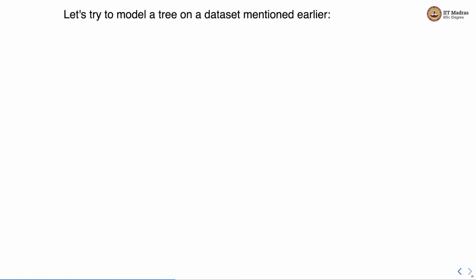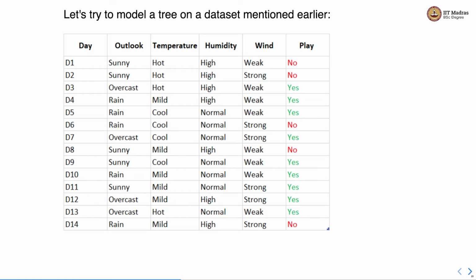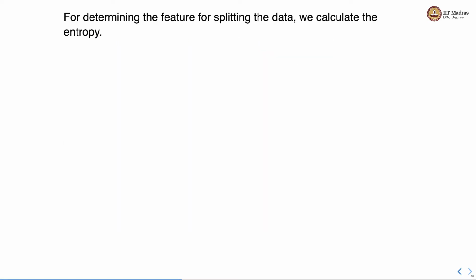Let's try to model a tree on the play tennis dataset, and this was our play tennis dataset with 14 different examples. So the first thing is to determine the feature for splitting the data at the root node. For that, we calculate the entropy. So first we calculate the entropy of the whole dataset.